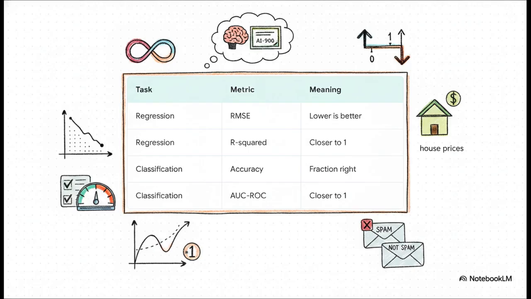Now, if you're tackling classification, like predicting spam or not spam, you look at accuracy, which is simply the fraction you got right, and AUC-ROC, where again, closer to 1 is better. So here's your mental shortcut to drill into your head. For errors, lower is better. For literally everything else, closer to 1 is better.